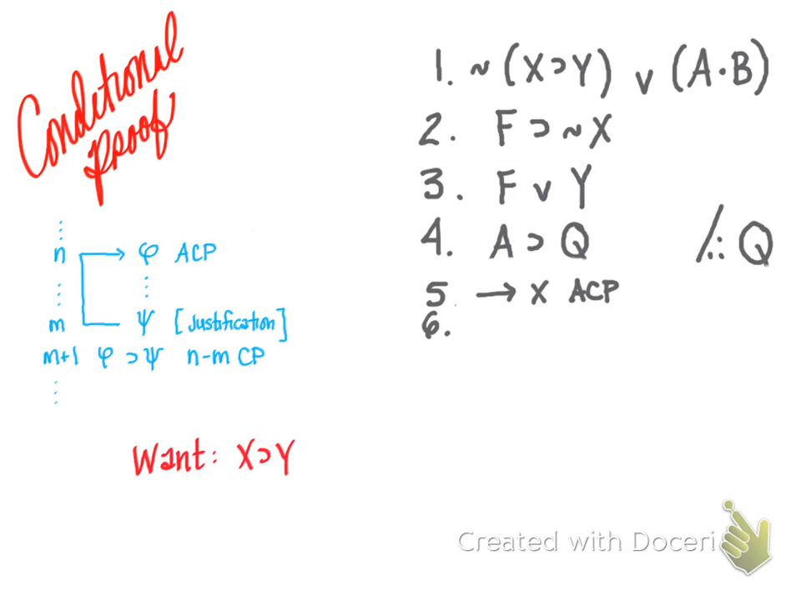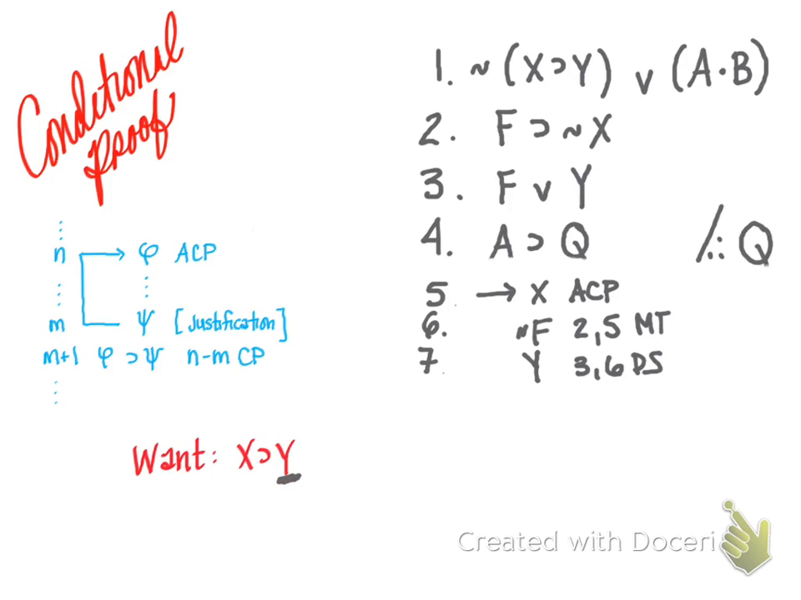So what I have is a conditional on line 2 and the negation of the consequent of that conditional on line 5, which means I can put not F on the next line, citing lines 2 and 5 modus tollens. Now that I have not F, I have the negation of a disjunct over here, which means I can put the other disjunct on a line, and I'll cite 3, 6 DS.